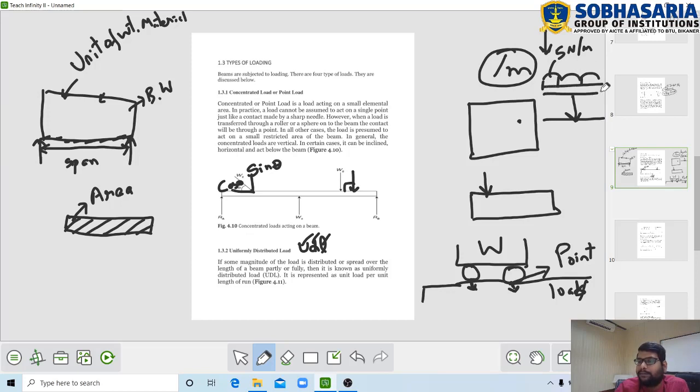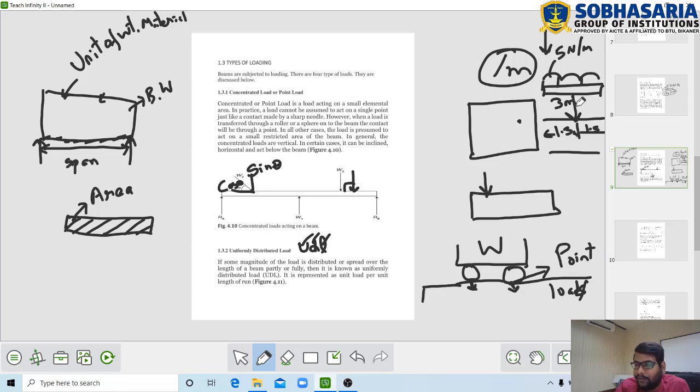For example, this span is maybe 3 meter. When you convert it to a point load, you have to always remember that the point load will always act at the CG of the UDL acting, which in short means half of the center distance of the span where the UDL is acting. The span is 3 meter, so half will be 1.5 meter from here and 1.5 meter from here. It will act at the center.